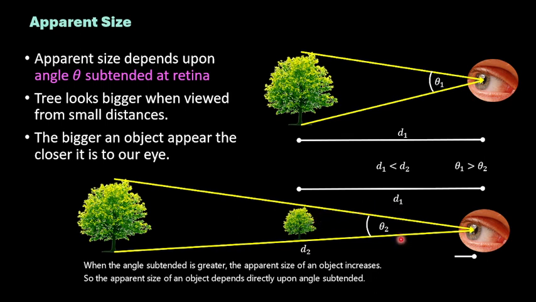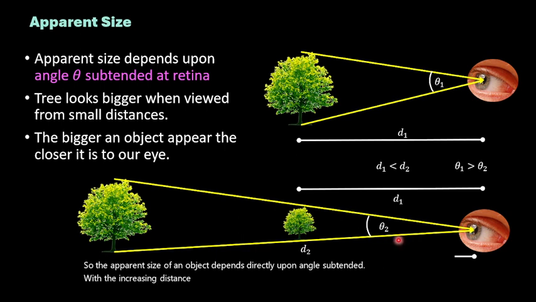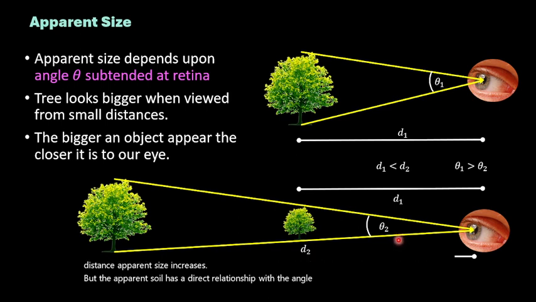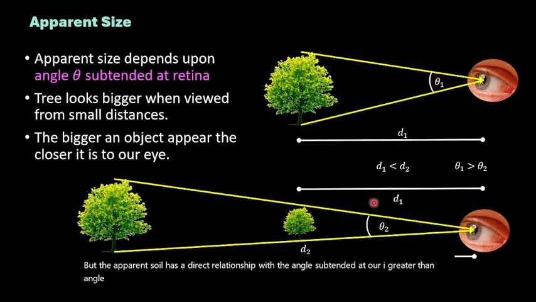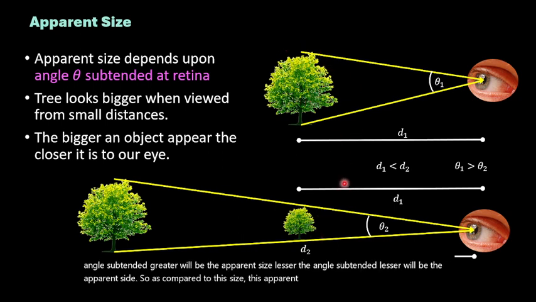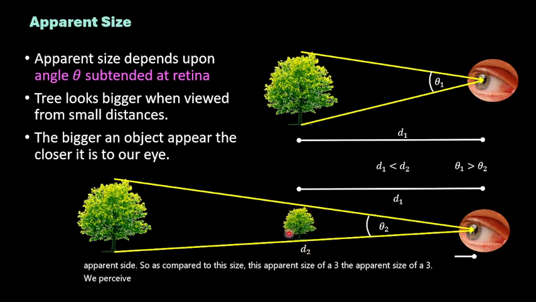With the increase in distance, the apparent size decreases. With decrease in the distance, apparent size increases. But the apparent size has a direct relationship with the angle subtended at our eye. Greater the angle subtended, greater will be the apparent size. Lesser the angle subtended, lesser will be the apparent size. So as compared to this size, the apparent size of a tree we perceive at a longer distance of d2 is this.